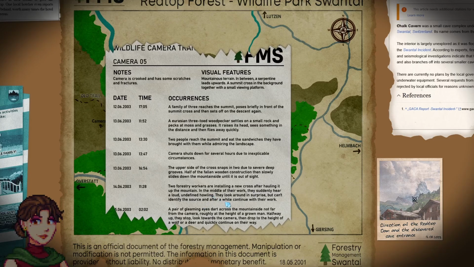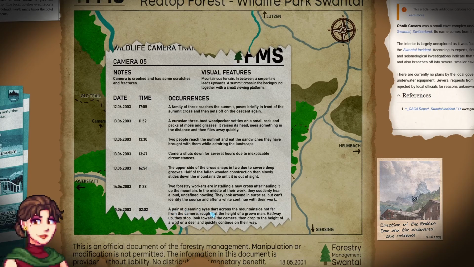Upper side, cross snaps due to grooves, 2 forestry workers. Oh, someone heard a howl. They look around as so they were installing a new cross after hauling it up the mountain. In the middle of their work, they suddenly hear a loud, undefined howling. They look around in surprise but can't identify the source, and after a while continue with their work.